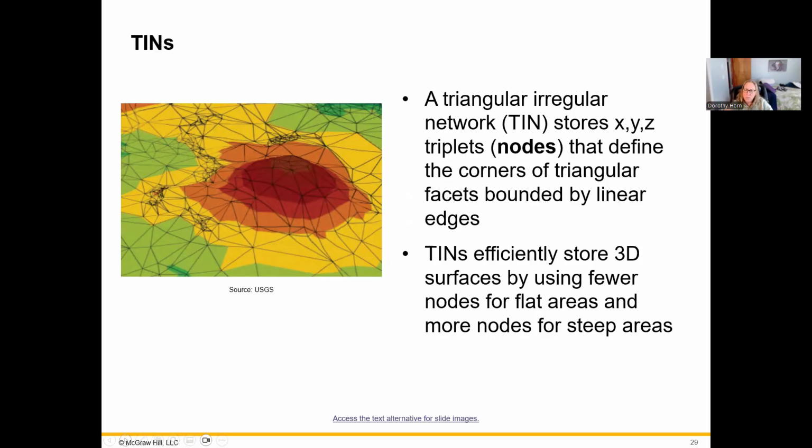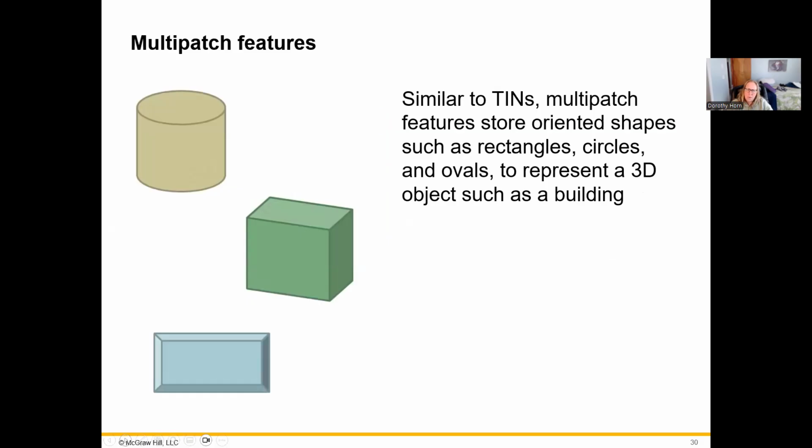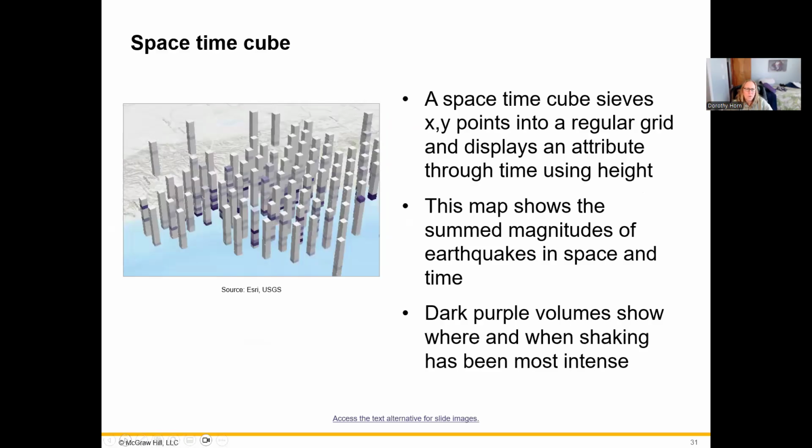And we have something called triangular irregular network. It also stores X, Y, and Z, but it uses nodes. Nodes is a vector, right? And it kind of basically puts little triangles around linear edges of things, okay? But this is how we can use 3D surfaces with fewer nodes, and then you use more nodes for really steep areas, kind of like a topographic map. When the lines are really close, it means it's really steep. Similar concept. We also have something called multi-patch features, and that is what we use when we want to do like a building or a water tower.